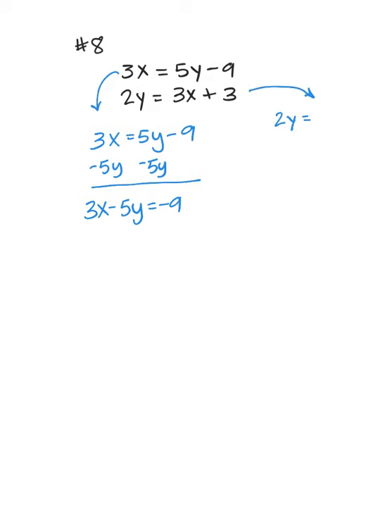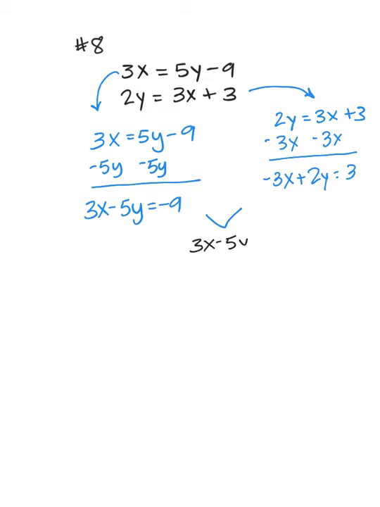So we have 2y equals 3x plus 3. Again, I need my variables on the left, so I'm going to subtract 3x from both sides. I'm going to write it so that my x is first, because that's standard form. Negative 3x plus 2y equals 3. And we're done. That's standard form.